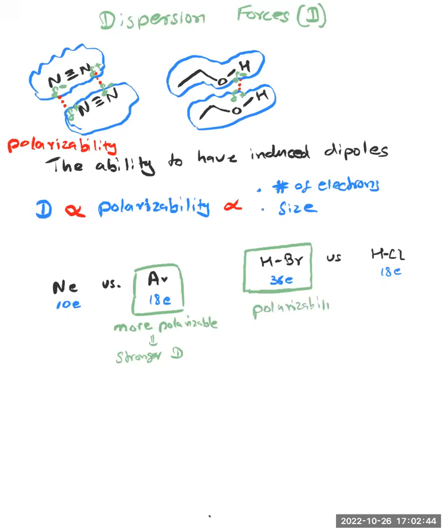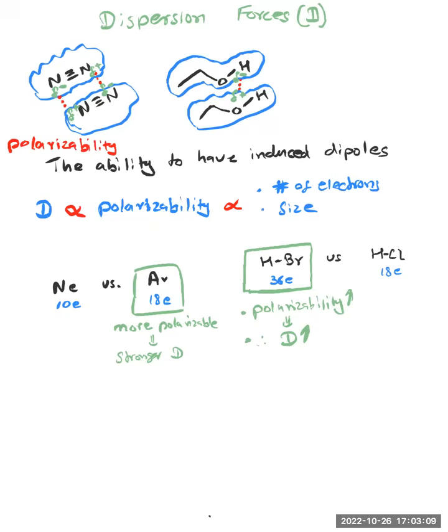Polarizability will be greater, therefore the dispersion force strength will be stronger in HBr. Therefore, it's going to have stronger dispersion forces. So this is how we determine the relative dispersion force strength using the polarizability.